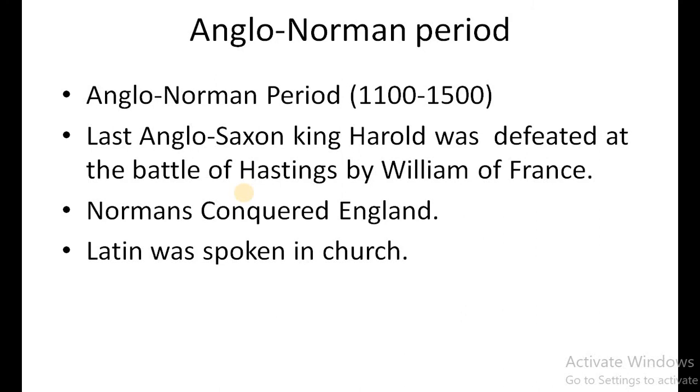While on the other hand, Angles and Saxon tribes were Germanic tribes, and there were French tribes, Normans. Okay. The Anglo-Norman period extends from 1100 to 1500.